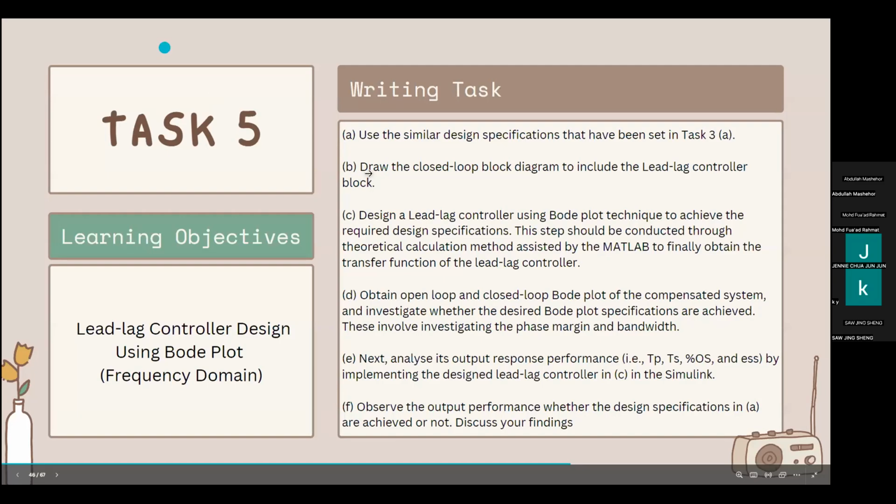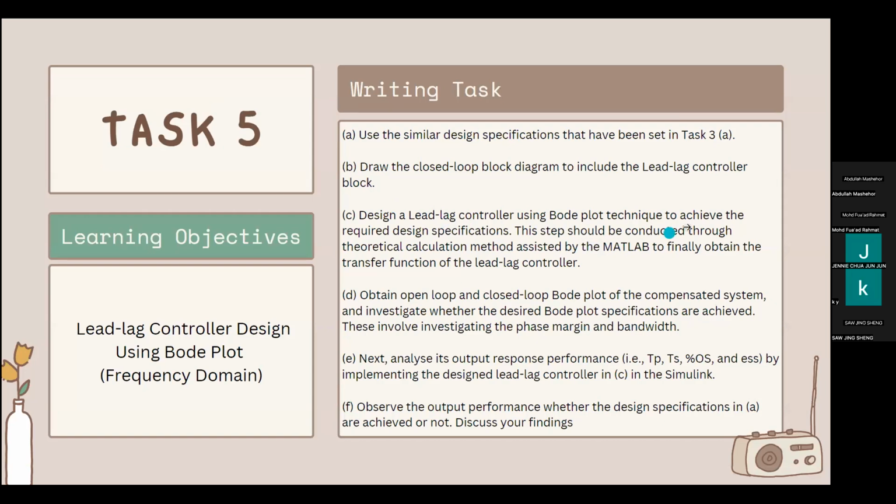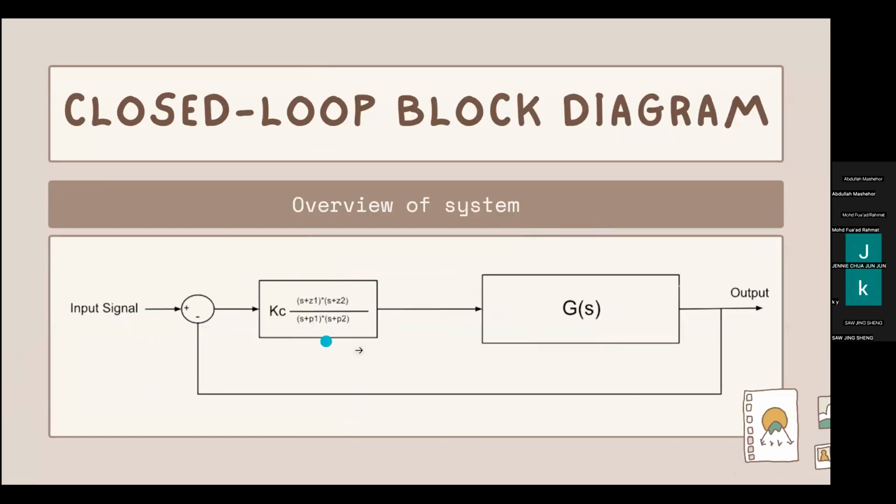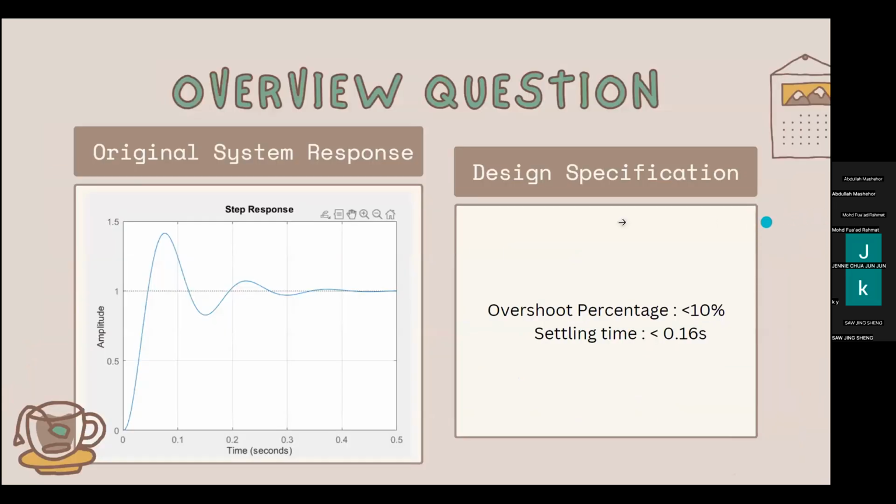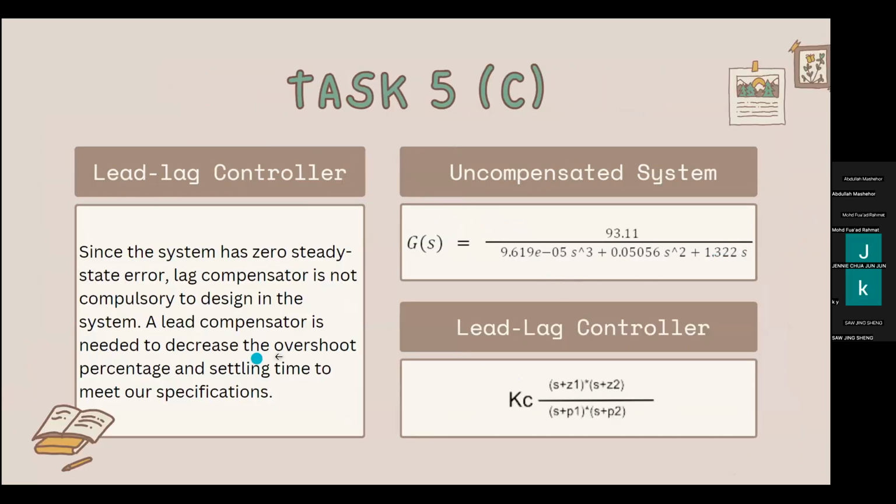So my name is Ongwani, and now we carry on to task 5, which is simply the lead controller design using the bode plot. So this is an overview of the system. This one is the lead compensator formula. This is the overview of operations, the original system response. Our aim is to achieve an overshoot percentage of less than 10% and a settling time of less than 0.16 seconds. So this is the general formula of my lead controller.